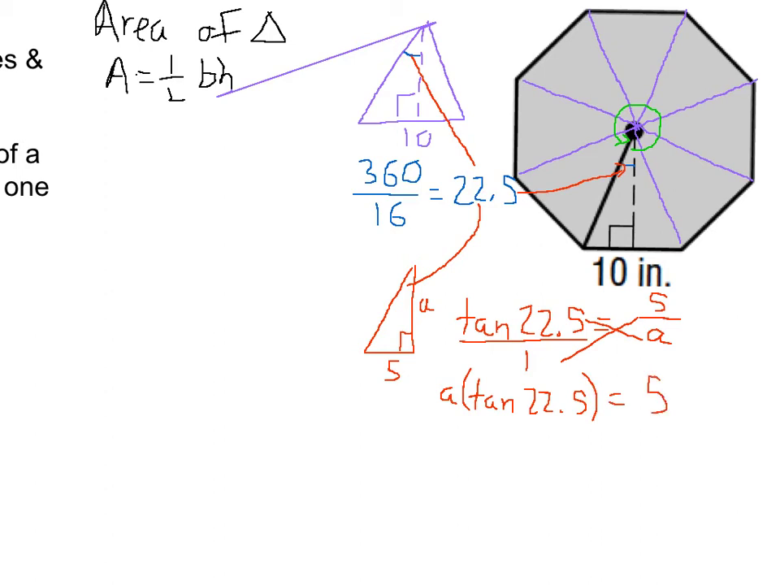I like to put my tangent of 22.5 in parentheses like that, just so I remember that the tangent of 22.5 is one thing together. It's not the tangent and then the 22.5 separately. It's one whole thing. Now I want A by itself, so since it's A multiplied by a tangent of 22.5, I need to divide by my tangent of 22.5. So that will cancel out. And then, of course, whatever I do on the left, I must do on the right.